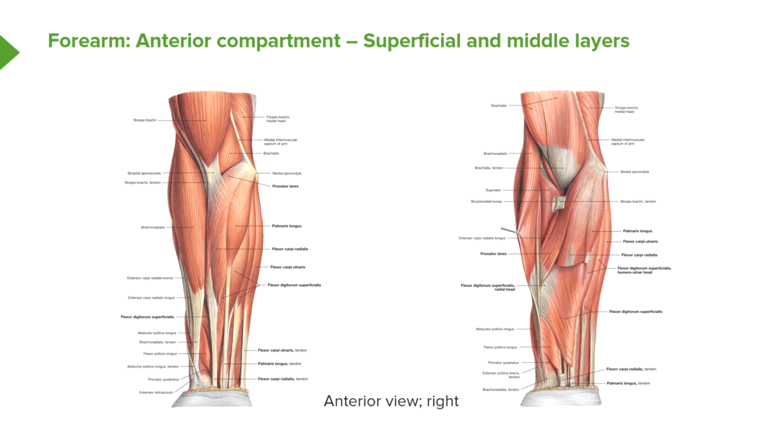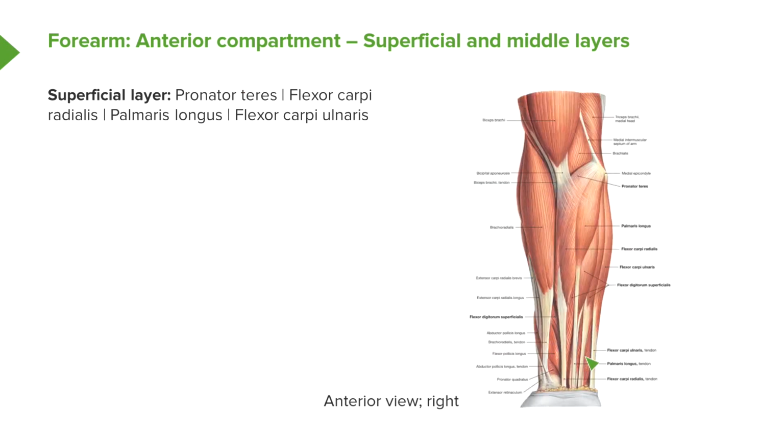Here we can look at the anatomy with all of these muscles put together, and we can see the actual region of the forearm is quite complicated with all of these muscles. Here we're just looking at the superficial and the middle layers. On this superficial layer, we have pronator teres, flexor carpi radialis, palmaris longus, and flexor carpi ulnaris. We can see they're all radiating away from this medial epicondyle region, and they're passing across the forearm.